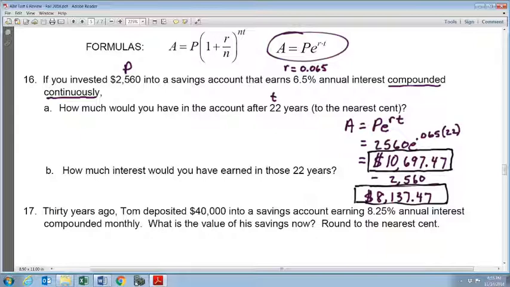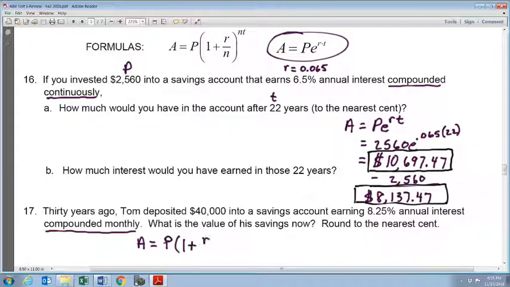All right, let's look at number 17. 30 years ago, Tom deposited $40,000 into a savings account earning 8.25% annual interest compounded monthly. So notice we're going to have to use the other formula here because this is not continuous interest. What's the value of the savings? Now round to the nearest cent.